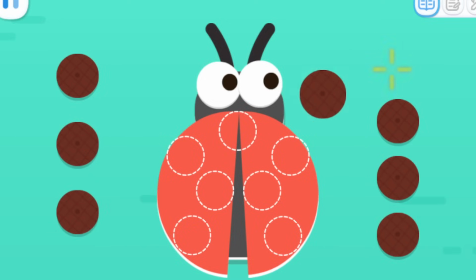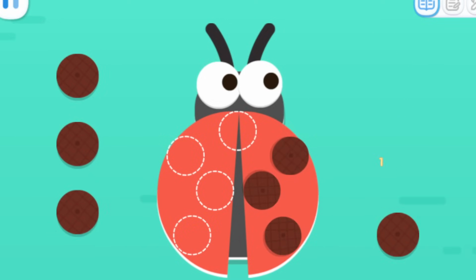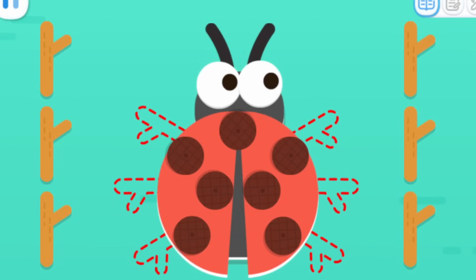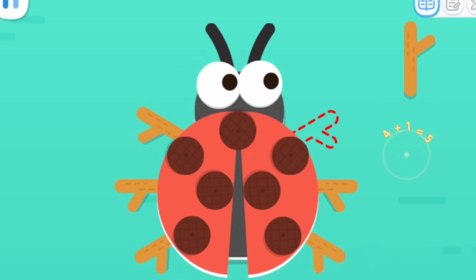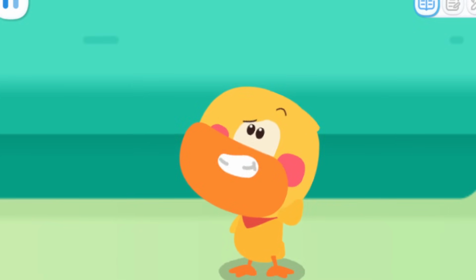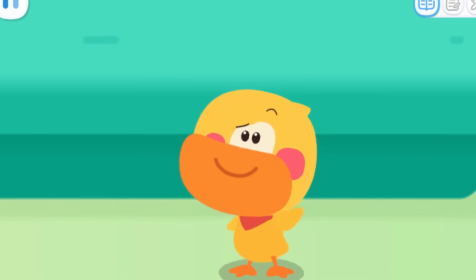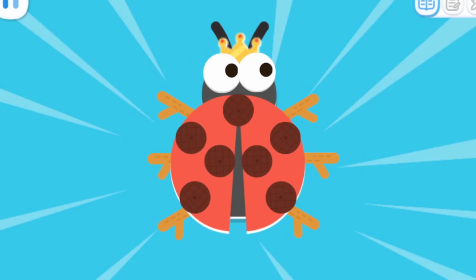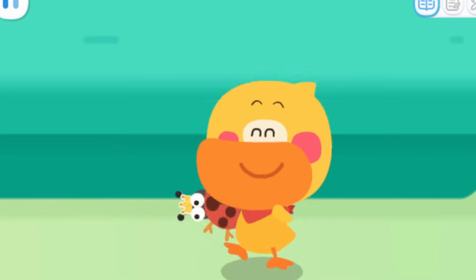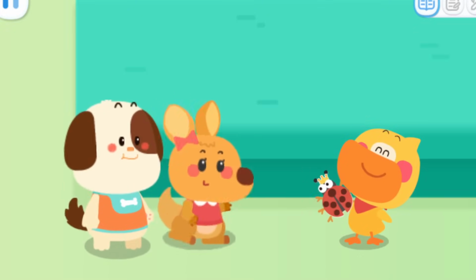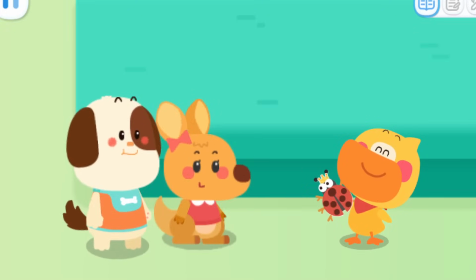Use the acorn cups as spots and distribute them evenly on 2 shells. How pretty! Feels like something is missing. Got it! Let's add a little crown to the ladybug. Ta-da! The ladybug king is born! So cool. I want to make a ladybug king too!